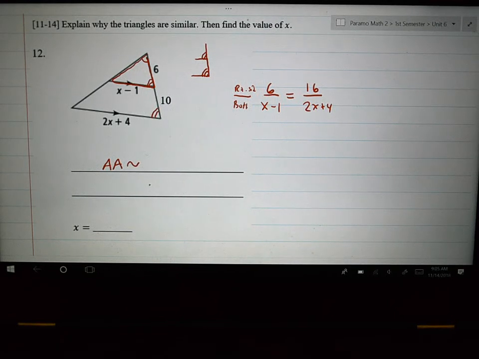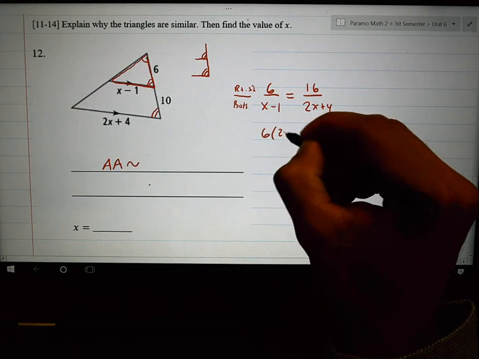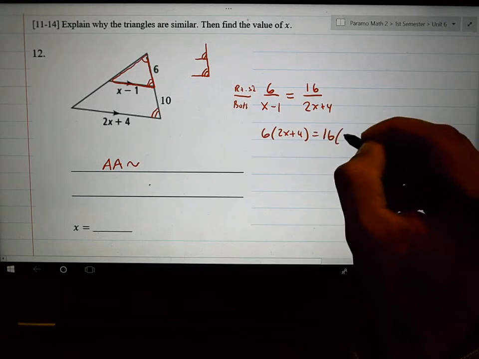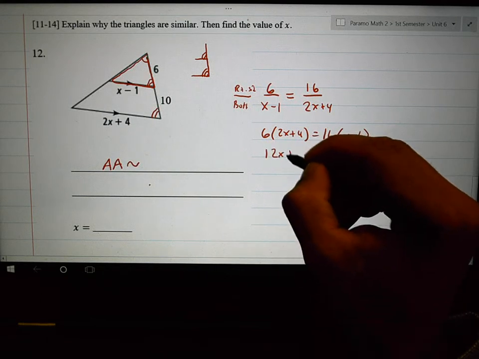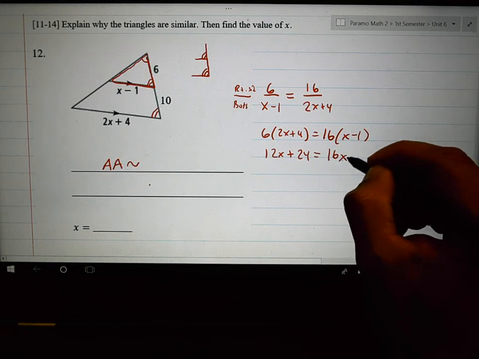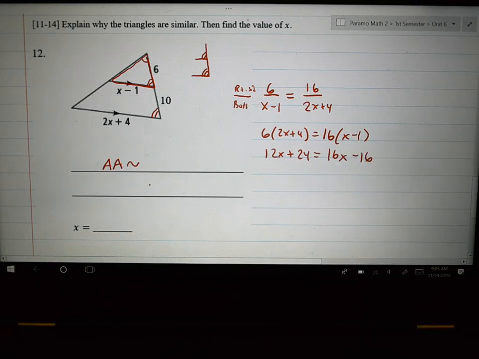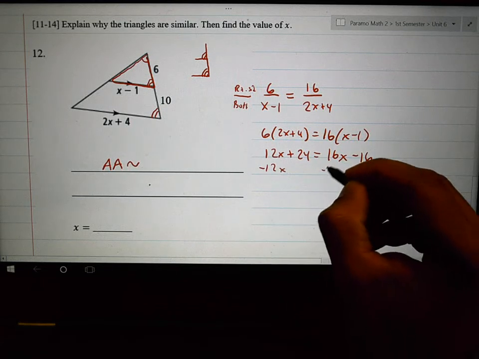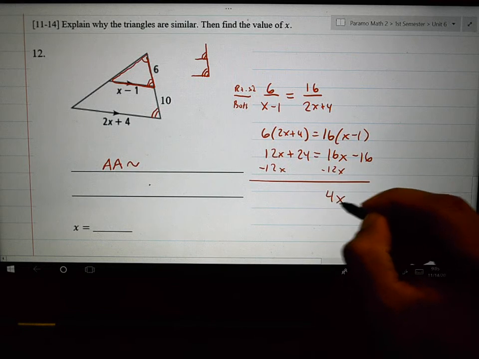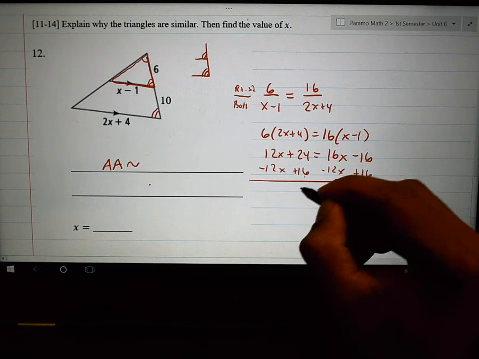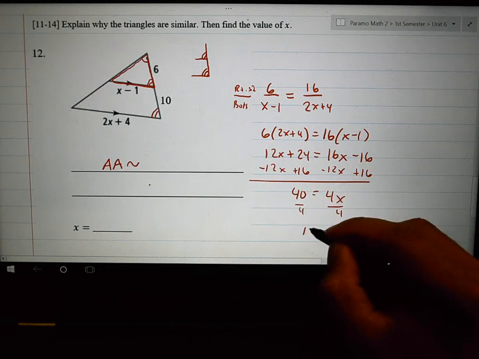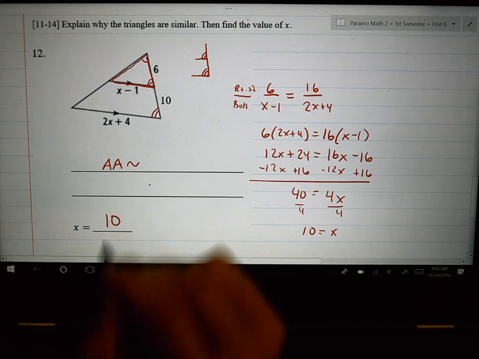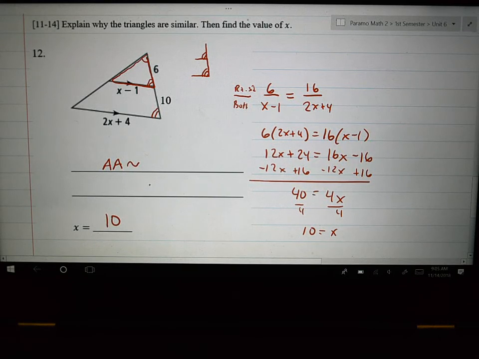Now that we have that, let's cross multiply. 6 times 2x plus 4 equals 16 times x minus 1, which makes 12x plus 24 equals 16x minus 16. Going to subtract 12x. Going to add 16. I'm going to divide by 4. And get my answer.